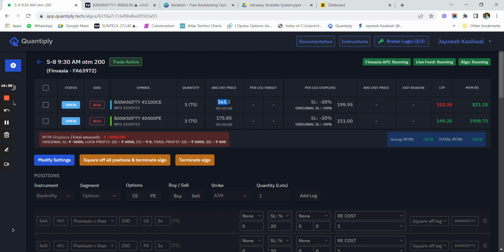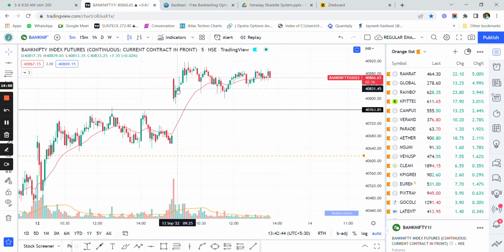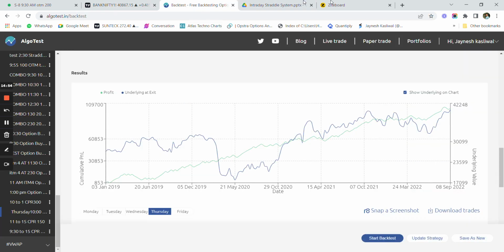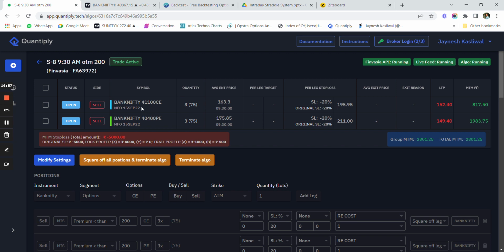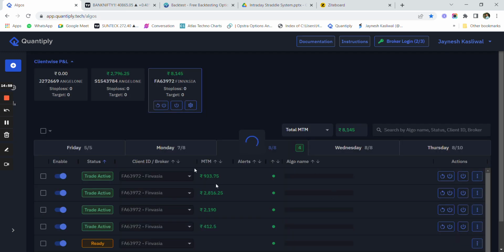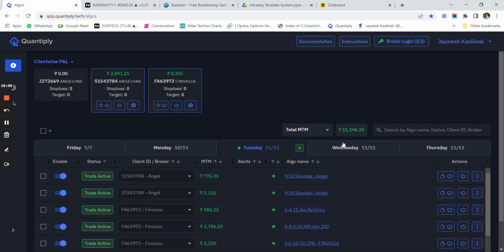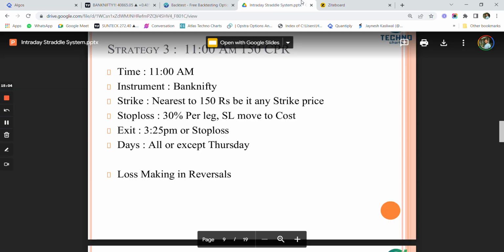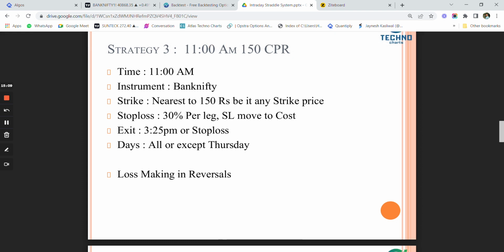So here is one more example where I have shorted nearest to 200 points option. Basically you can clearly see today is Tuesday, sorry. Now the option that was shorted was 41,100. So at the time in the morning it was around 400 points out of the money, because in the morning the spot price was around 40,800 I guess, and that is why it has shorted around 400 points out of the money, right? So you can clearly see the profit is currently running at 11,200 rupees, and the strategy I am using is almost similar to this basic variation.